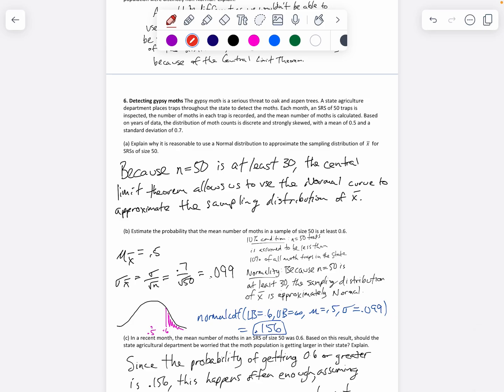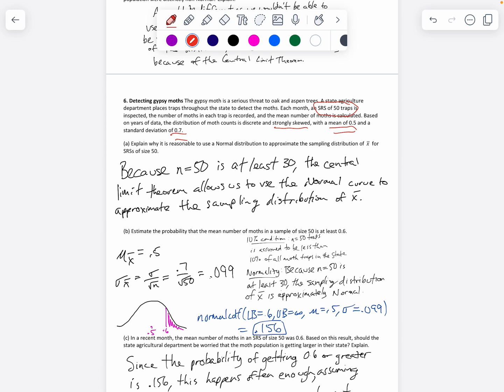Gypsy moths, we are told that the distribution is strongly skewed, so definitely not approximately normal. We take an SRS of 50 traps. The average of 0.5 and a standard deviation of 0.7 are the number of moths that are trapped, right? So actually it's the number of moths in each trap. So there's about a half of a moth per trap. Obviously some have none, some have 1, some have 2, whatever.